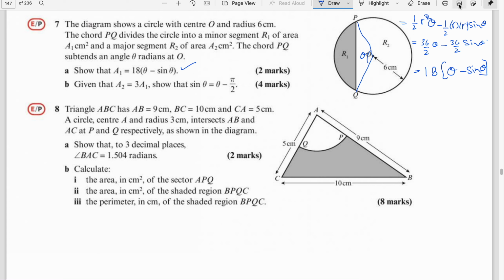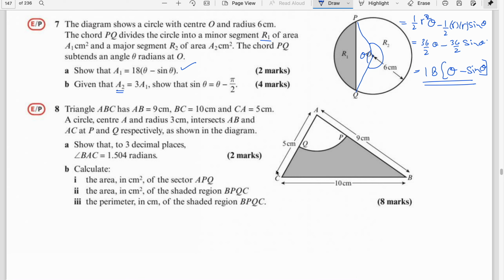First part done. Second says given that A2 is 3 times A1, show that sine theta is equal to this. So A2 is the area, this was R1 area A1, and the major segment. A2 is this white part, all of that white. So I'm going to find the area of A1, then we'll multiply this and equate them.